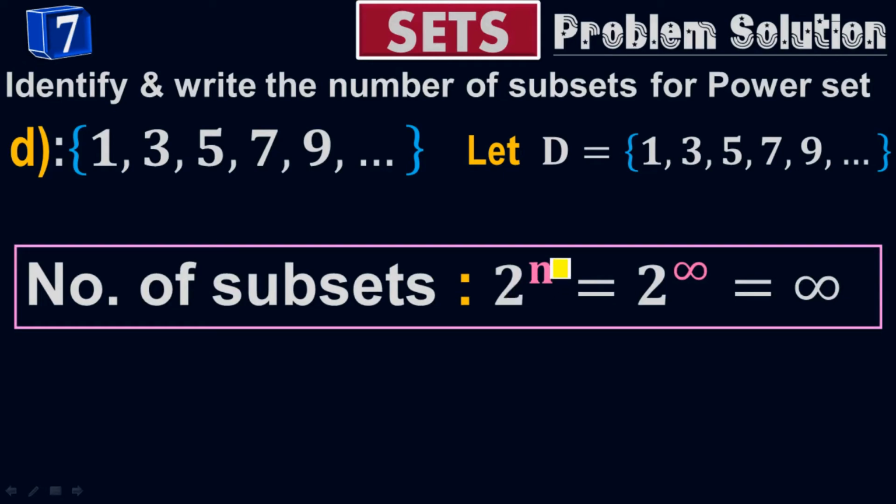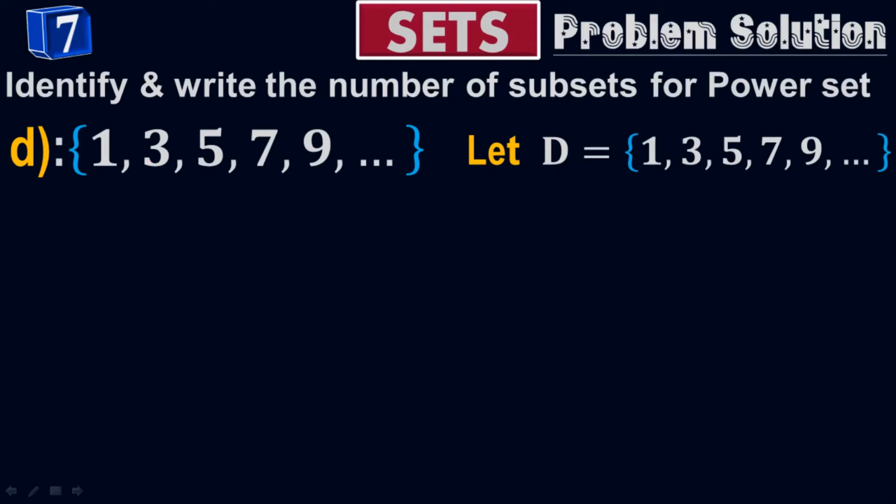Look, in 2 to the n, it depends on the number of elements. How many elements do we have inside these braces? We have an infinite number of elements. These dots mean that the series goes to infinity. So we have an infinite number of elements. Therefore, we're going to put infinity here for the n. N equals infinity here. So 2 to the infinity is infinity, which means that we're going to have an infinite number of subsets. The power set for this D will be the set of infinite number of subsets.